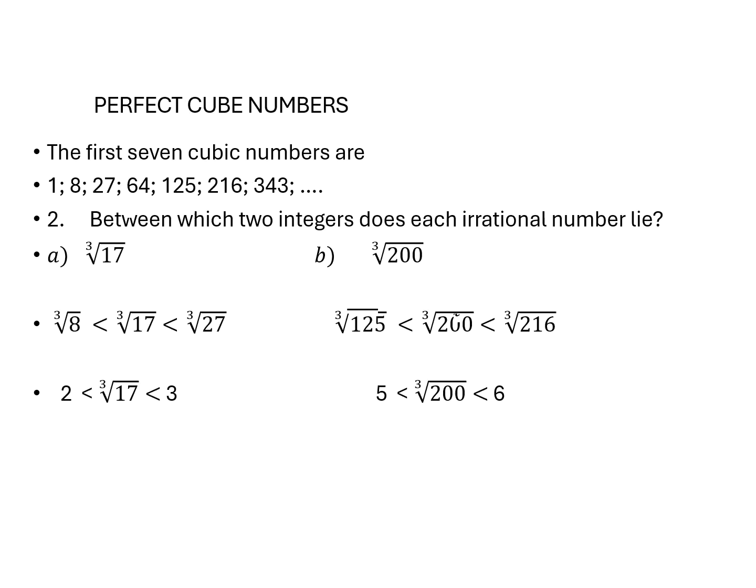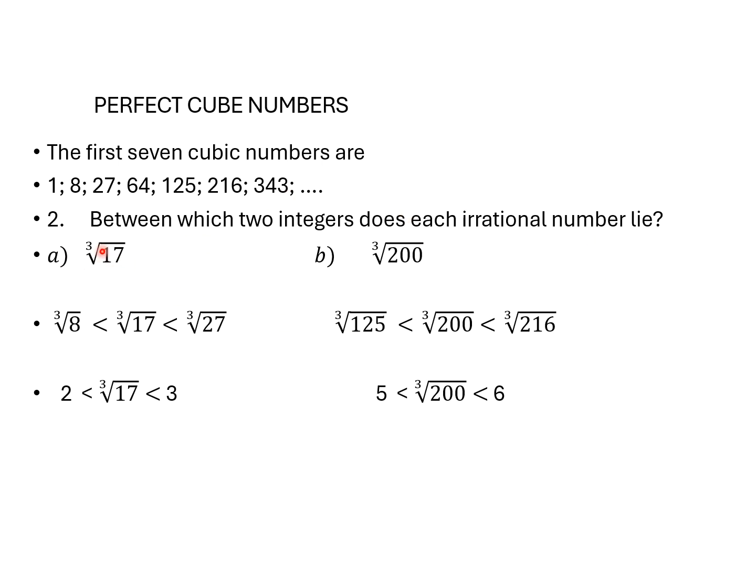Alright, let's look at cube numbers. So we need to memorize and know the first 7 cube numbers as per instructions of our ETP. So 1, 8, 27, 64, 125, 216, 343. So between which two integers does each irrational number lie?